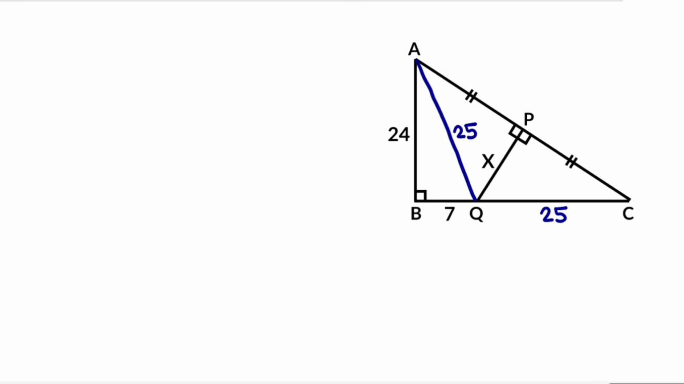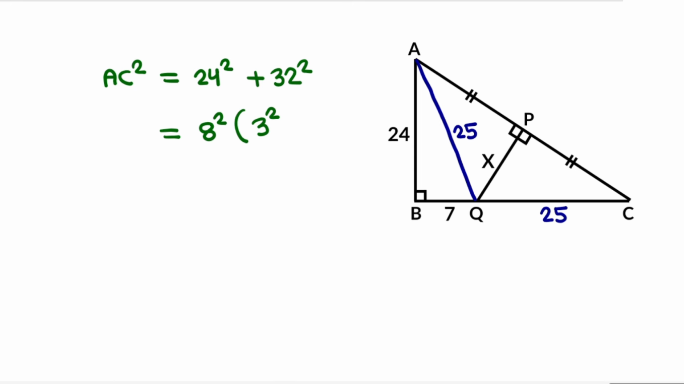Now we know 2 sides of the giant right triangle ABC. AB is 24, and BC is 7 plus 25, which is 32. Let's use the Pythagorean theorem one more time to find the hypotenuse AC. AC squared equals 24 squared plus 32 squared. There's a nice shortcut here. Both 24 and 32 are multiples of 8, so we can write this as 8 squared multiplied by the quantity 3 squared plus 4 squared.